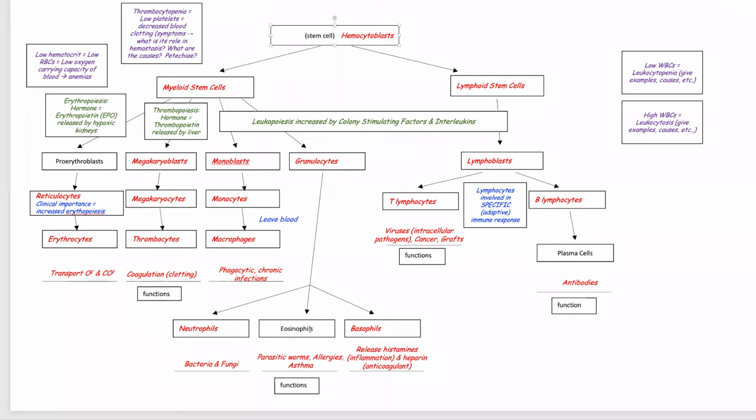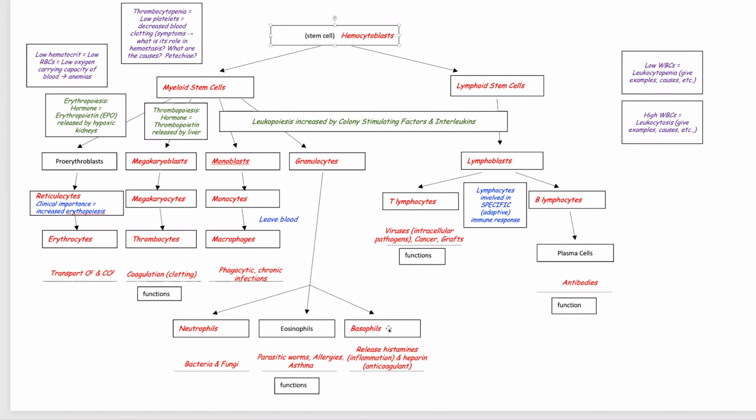The levels of eosinophils will be elevated when you have parasitic worms. So they're going to be used to attack parasitic worms. They'll release digestive enzymes on the surface of the parasitic worm, and this will break down the worm. Their numbers are also elevated during allergies and asthma attacks.